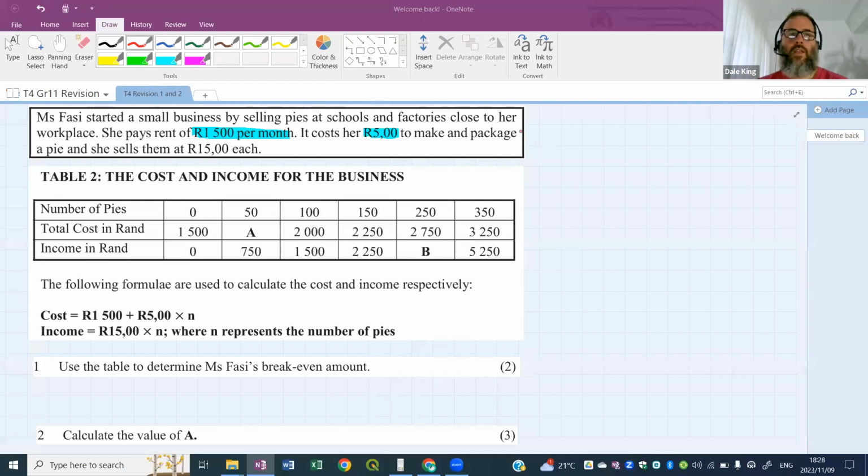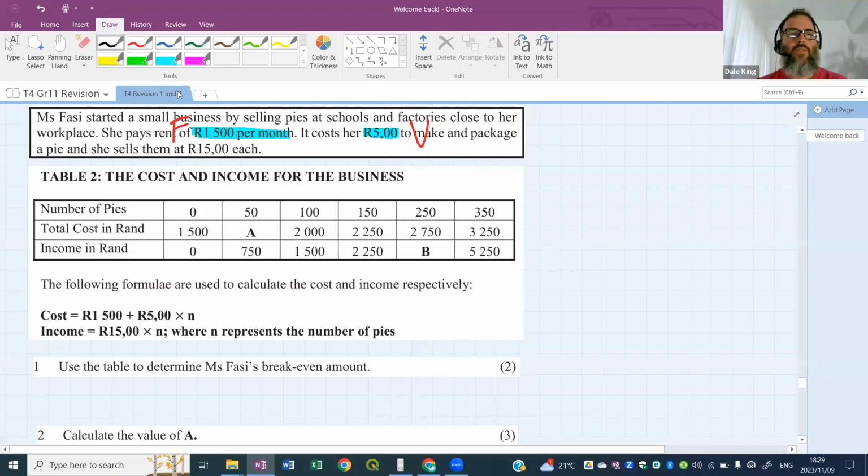So I'll put an F here, which means the cost per pie is the variable cost. Because that varies according to how many pies she makes. Rent, no matter if she makes 0 pies or 1,000 pies, has to be paid every month. But the cost to make each pie, the 5 Rand, will vary depending on how many pies she makes. So the rent is fixed and the cost for each pie is variable.